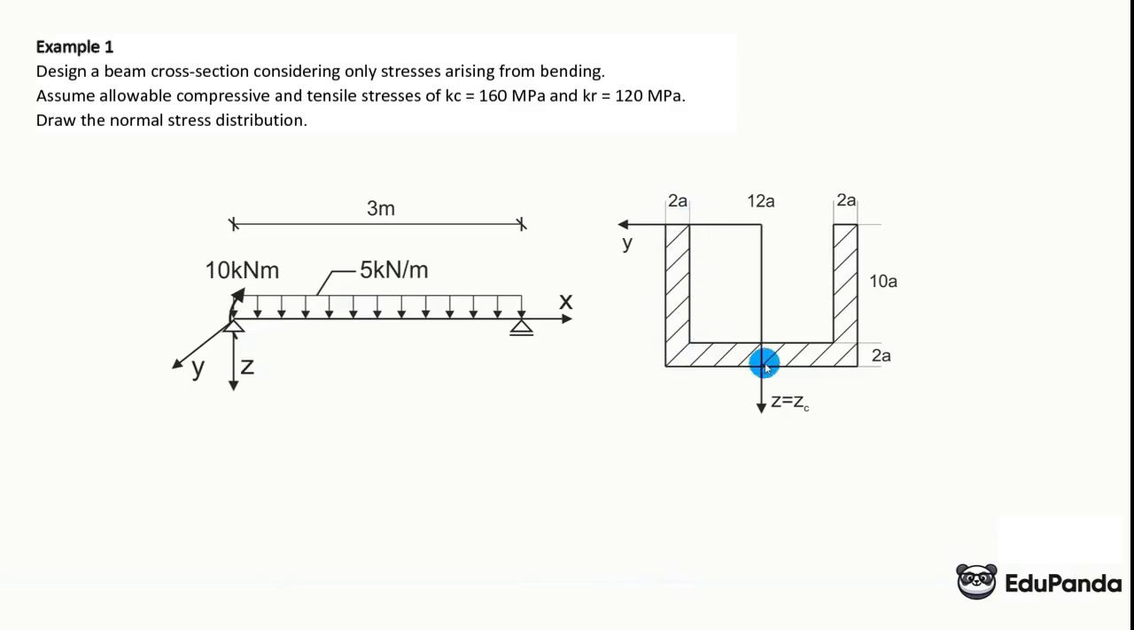We have a beam loaded with a continuous load and a concentrated moment on the left support. And we have a C-shaped cross-section. We are given dimensions 2a, 12a, between the sides 2a, 10a and 2a. For a change, I adopted a coordinate system.